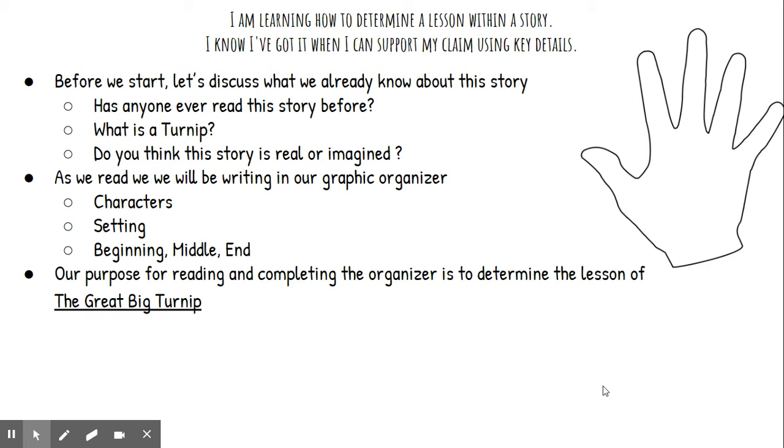Okay, now, do you think this story is real or imagined? Great Big Turnip. We'll have to see if it's real or imagined. As we are reading, we are going to be writing in our graphic organizer. We're going to write the characters, the setting, the beginning, middle, and end. Our purpose for reading and completing the organizer is to determine the lesson of the story. What do you think the author is trying to teach us?